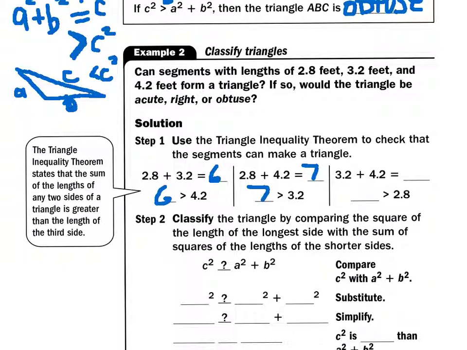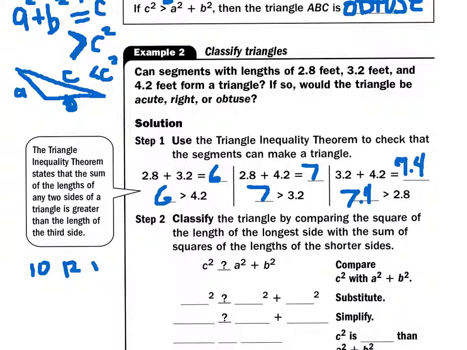Or we can say that 7.4 is greater than 2.8. So, yes, these 3 lengths can make a triangle. Let's come over here and write one that wouldn't. Say we had length 10 and 12 and 1. Would that make a triangle?